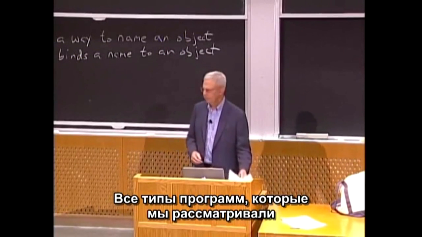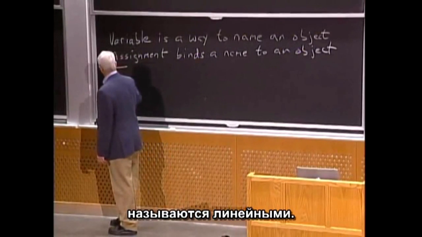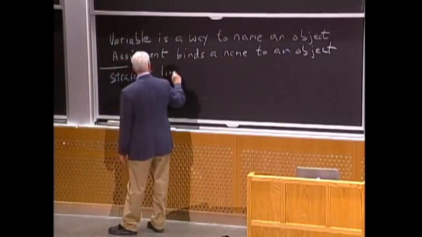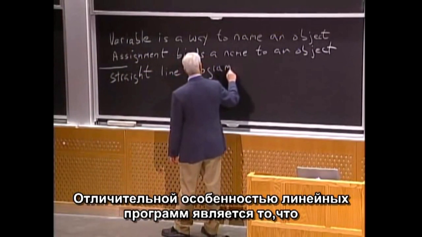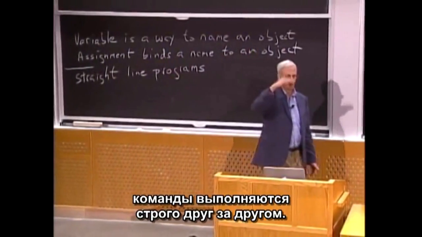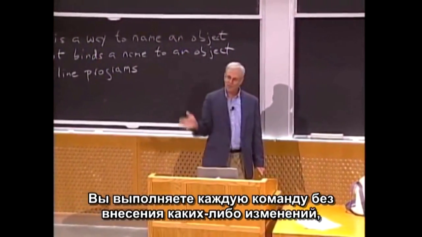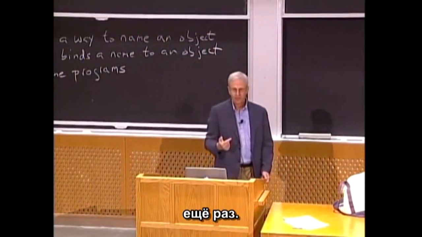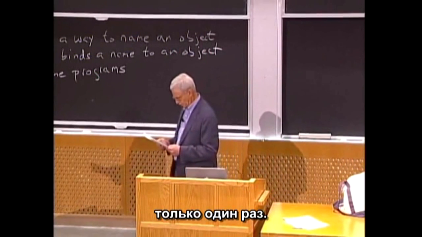Now, the kinds of programs we've been looking at so far are what are called straight line programs. What distinguishes a straight line program is it's a sequence of commands you execute one after another. You execute every command without making any deviations, without going back with any loops to execute a command more than once. So in a straight line program, every command gets executed exactly once.